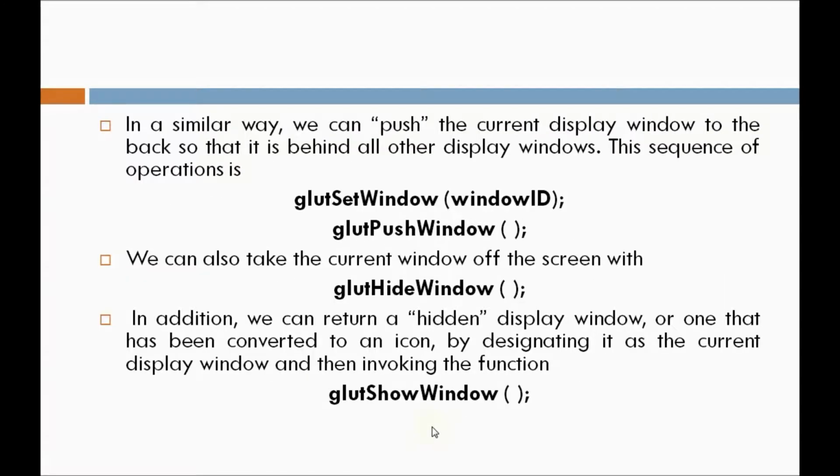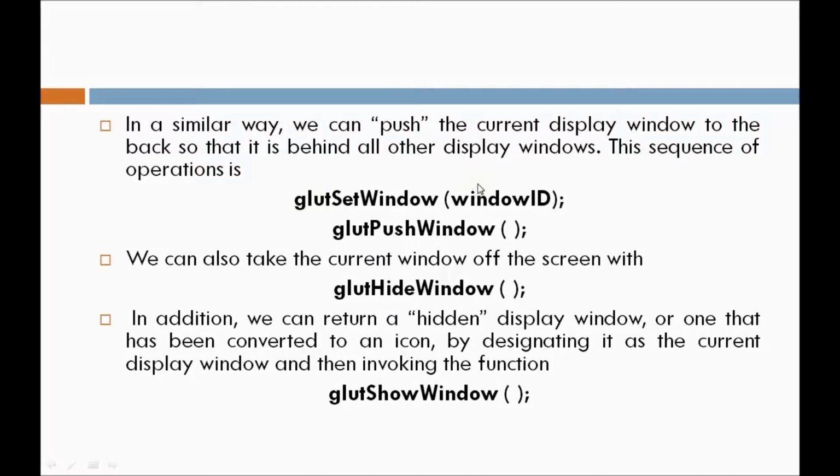Next, in a similar way, we can push the current display window to the back so that it is behind all other display windows. For example, if you want to move window 1 to the back, and I want 2 and 3 in front, I want 1 to be moved back. So how can you do that?